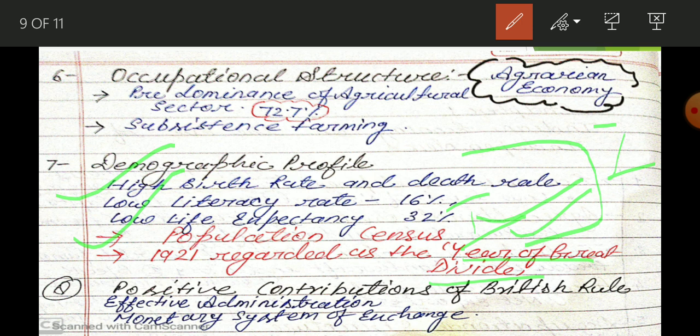Okay, and there are many more, like the introduction of railways, and a check on famine because of the introduction of railways. So in this way, in the whole chapter we are going to learn about the Indian economic condition on the basis of these 8 points. Okay students, in the next video I will give you a proper explanation of each topic.